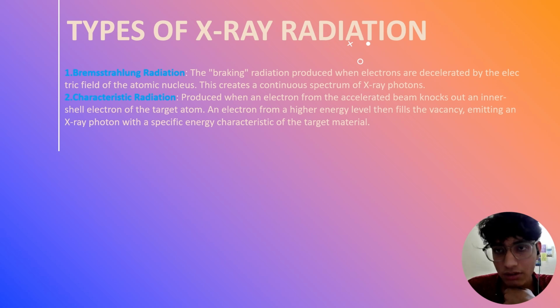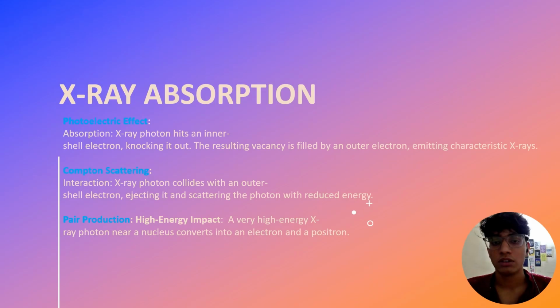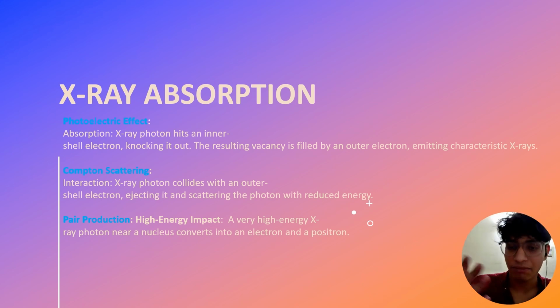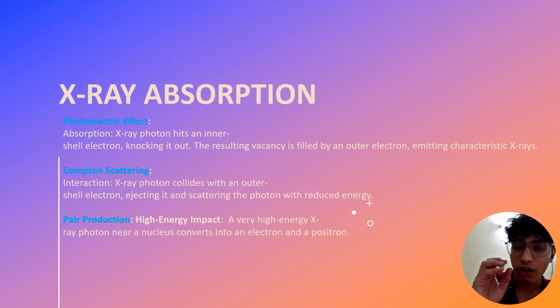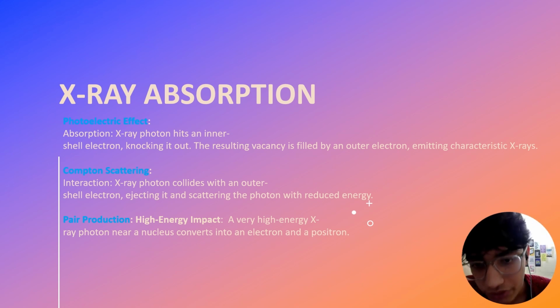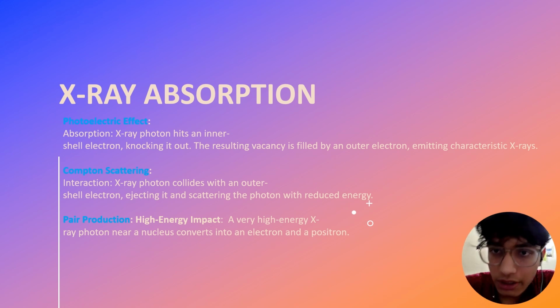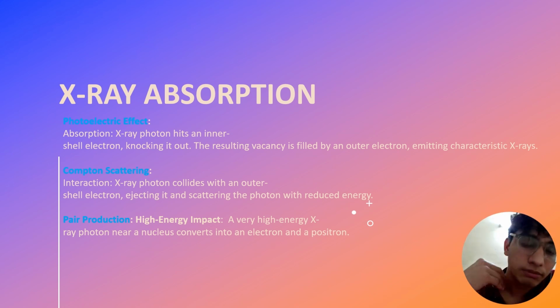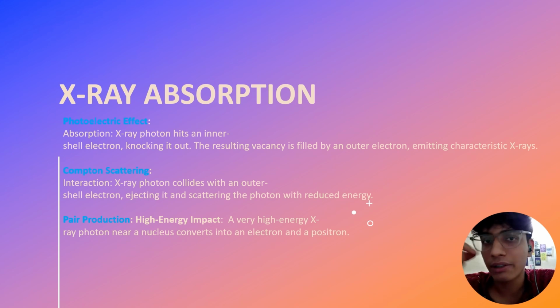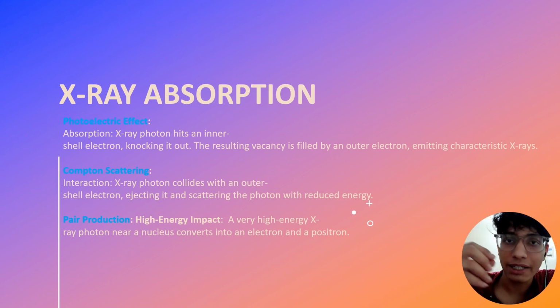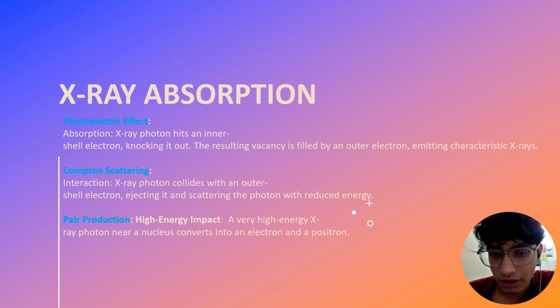So the next one is the seventh part of the slides. Here we will discuss the absorption of the radiated X-ray. X-ray absorption is the essential part of the mechanism of how X-rays work. There are three main mechanisms of how the radiated X-ray beams interact with the metals or the targeted material. The first one is the photoelectric effect.